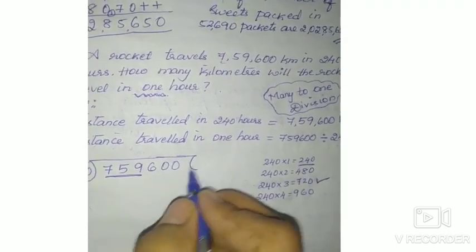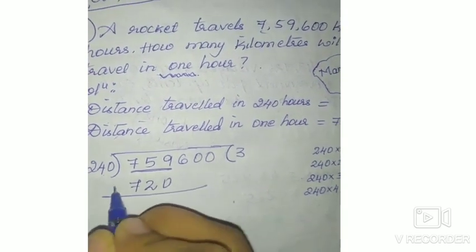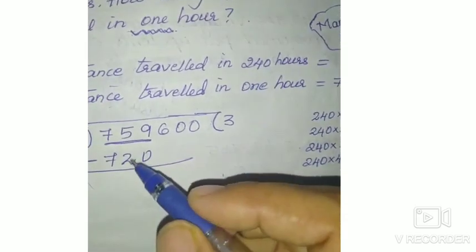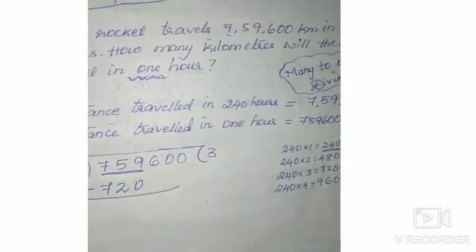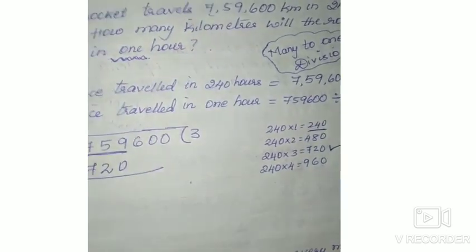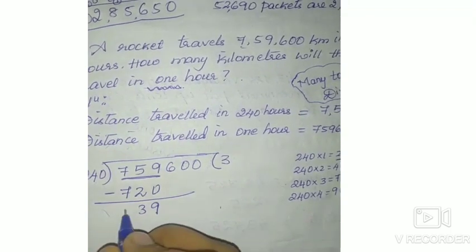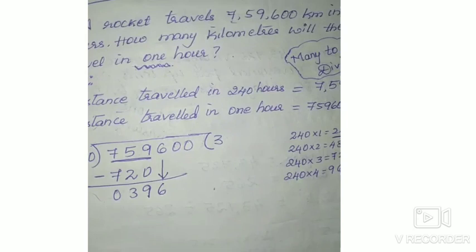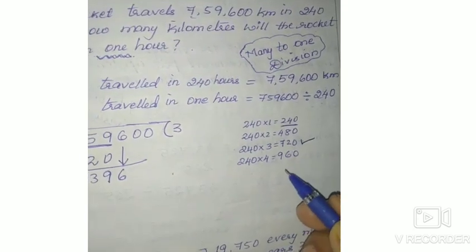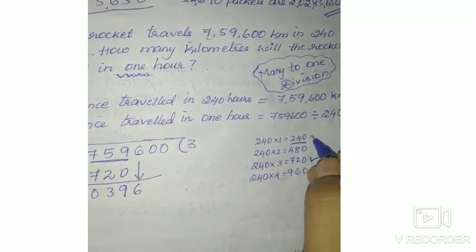That is 720. So 240 threes are 720. Now subtract. While subtracting, the first number should be the greater number and the second number should be the smaller number, so we take the immediate smaller number. 9 minus 0 is 9, 5 minus 2 is 3, 7 minus 7 is 0. Now bring 1 digit down. Now 396. Search in the table where is 396. There is no 396, so take less than 396.